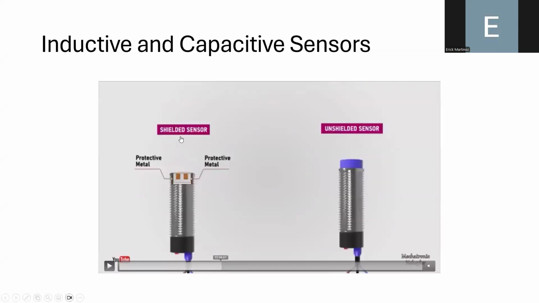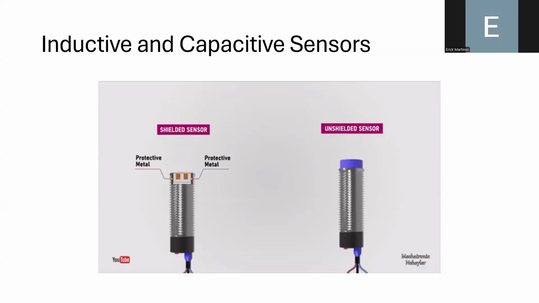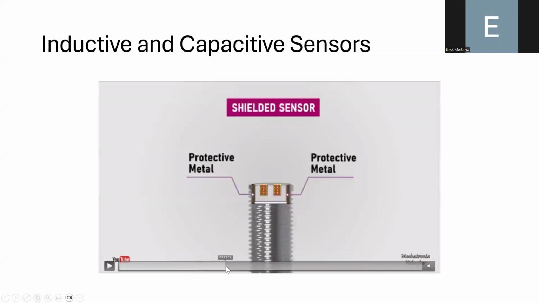Another thing is that these sensors can be shielded, that means that they have a cover, or they can be unshielded, that means that they don't have a cover at the top. Depending on the presence of this cover or not, you have a particular detection scope. You will have a greater aperture or a lower aperture.